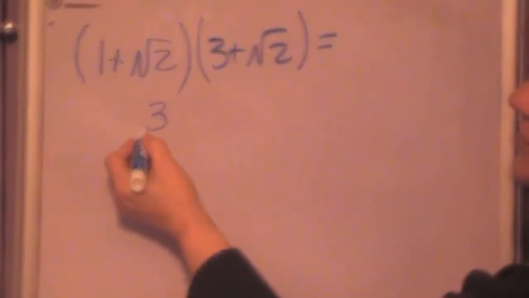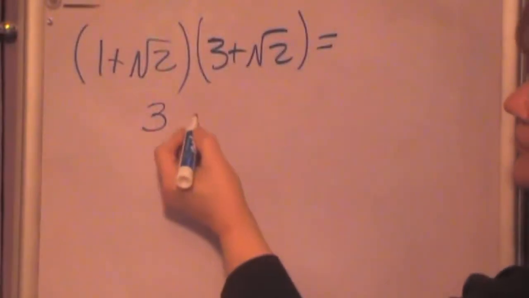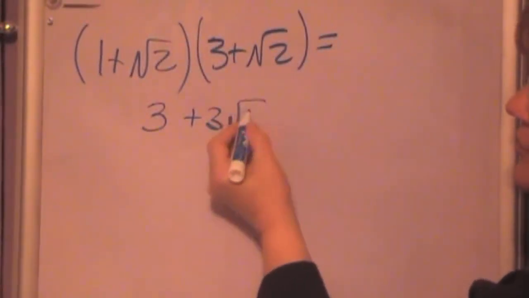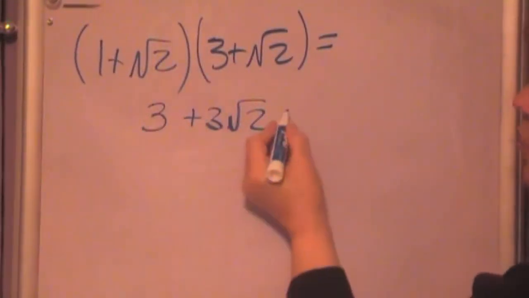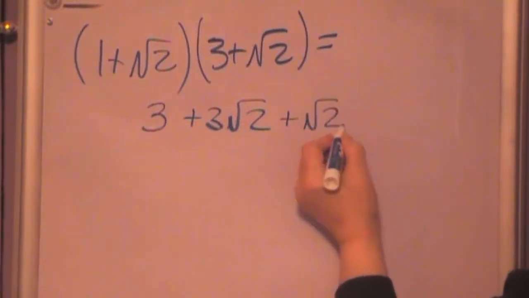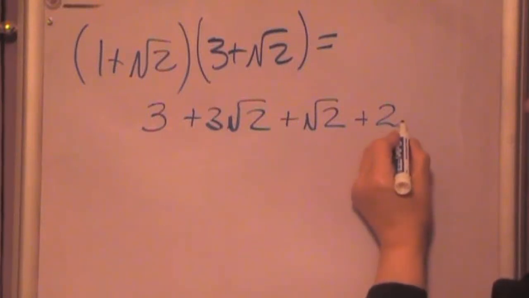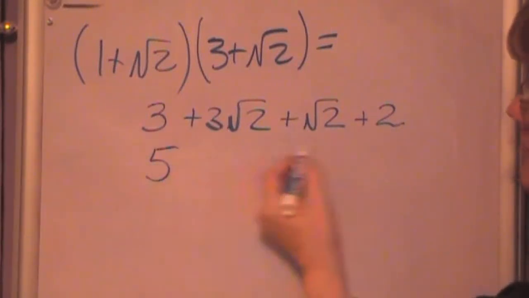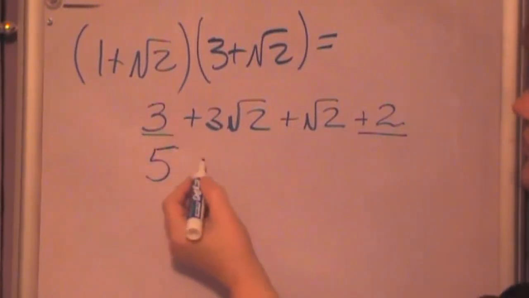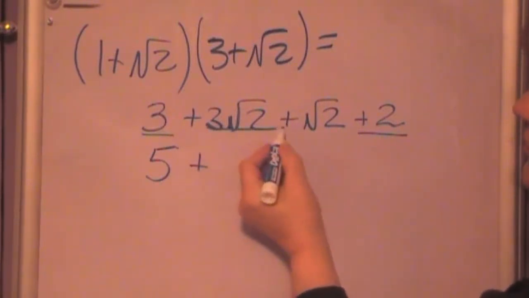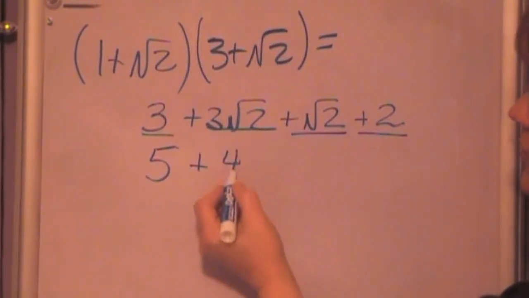Okay, on this one, you have the first is going to be 3, so we're going to have 3 for the first, plus 3 root 2, plus 1 root 2, and plus 2. So you have 5, combining the 3 and the 2, plus 3 root 2 plus 1 root 2 is 4 root 2.